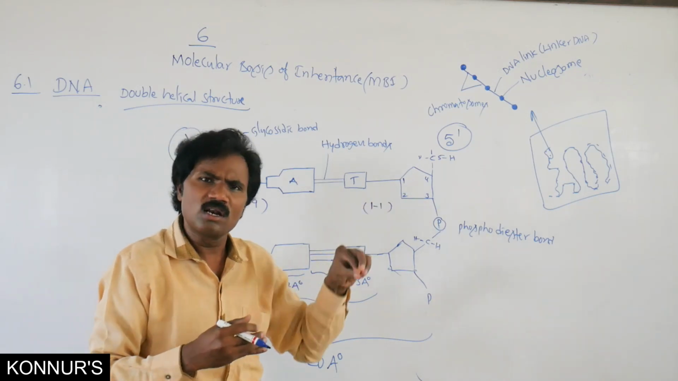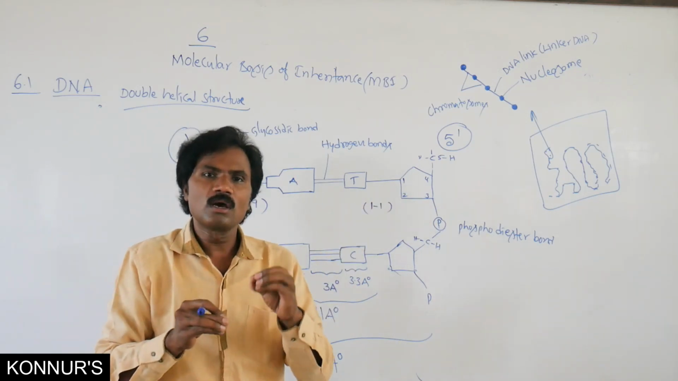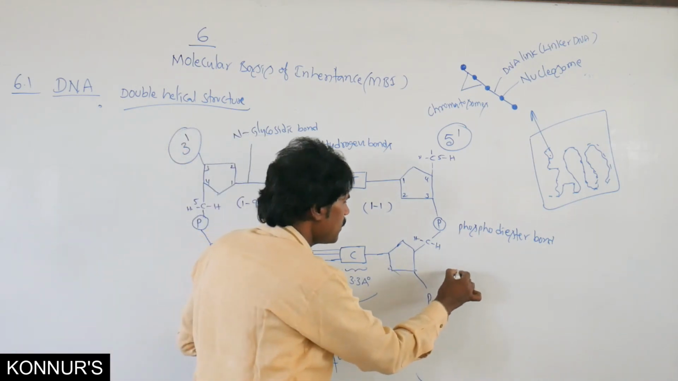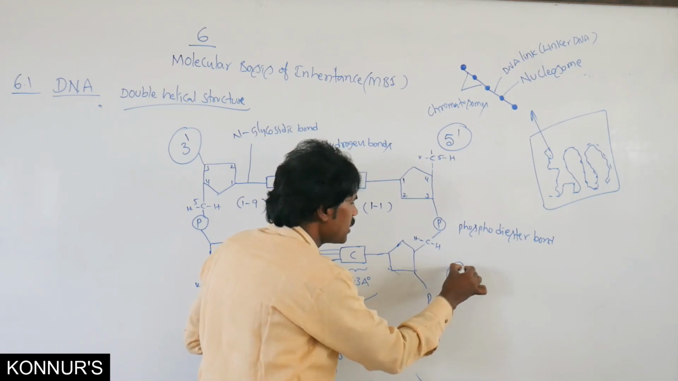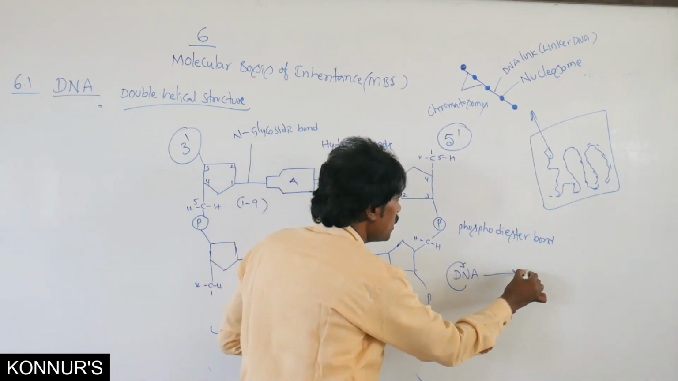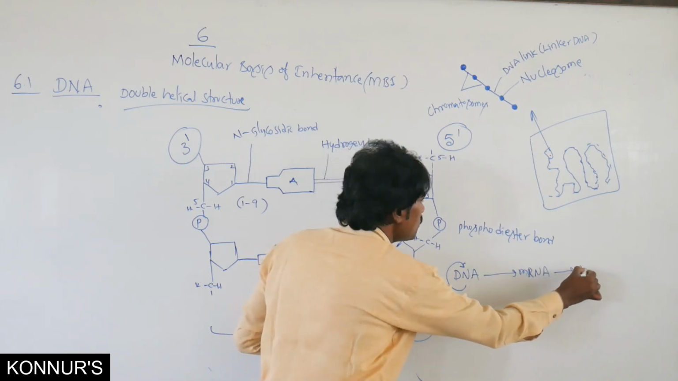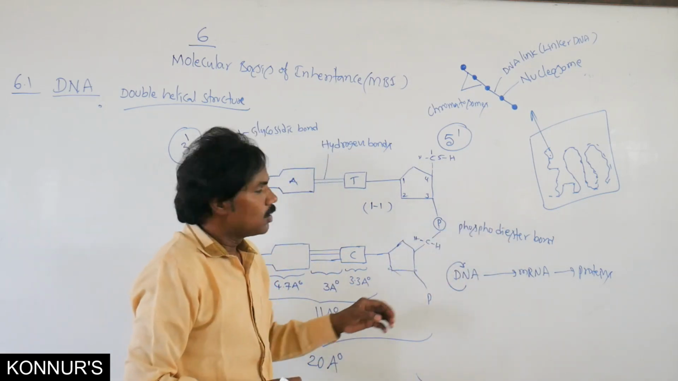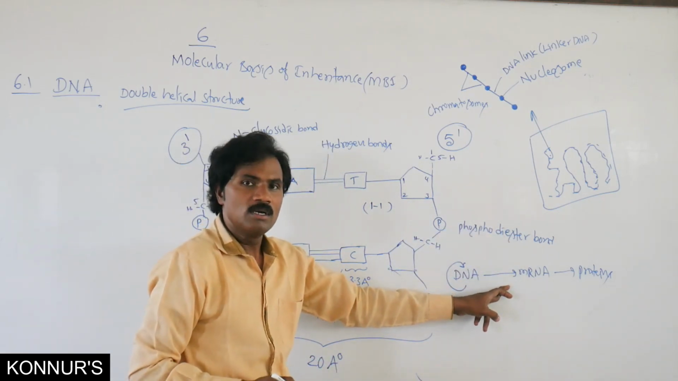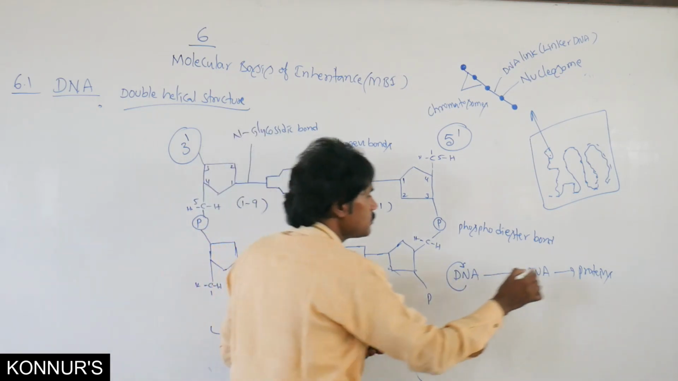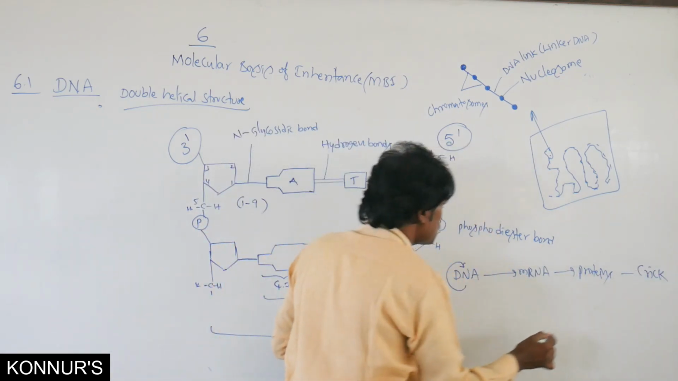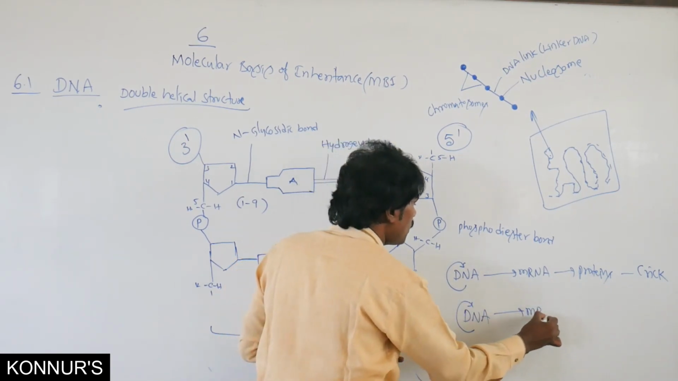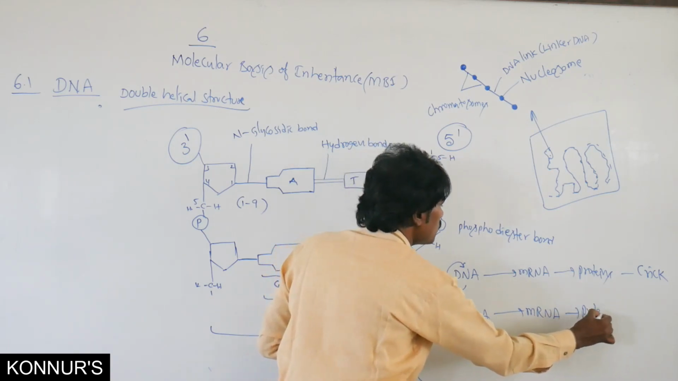Then what is the central dogma? The central dogma is by Crick. In the central dogma, DNA undergoes replication, then forms mRNA, then forms proteins. This is the central dogma. The scientist who is the expert on this central dogma is Crick.